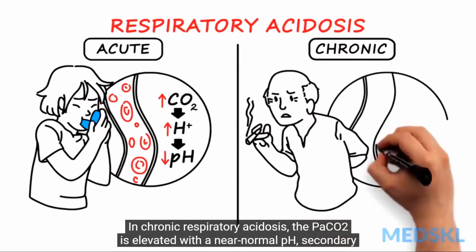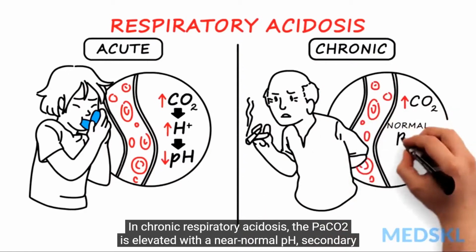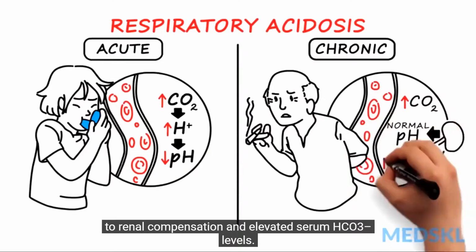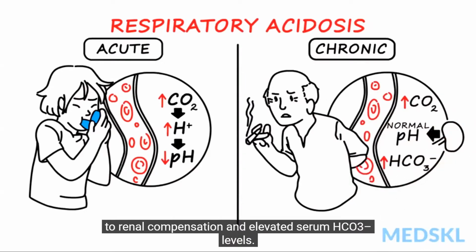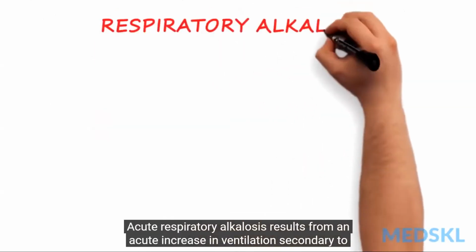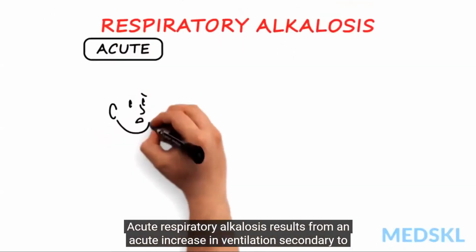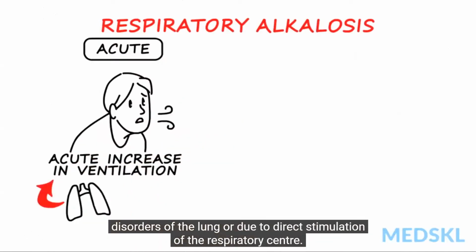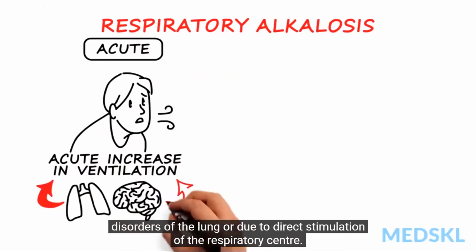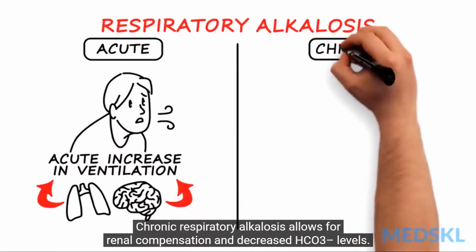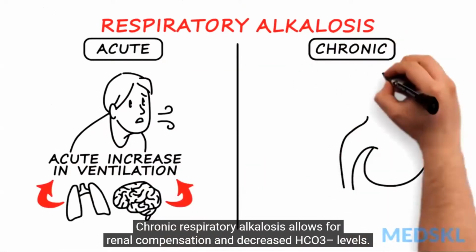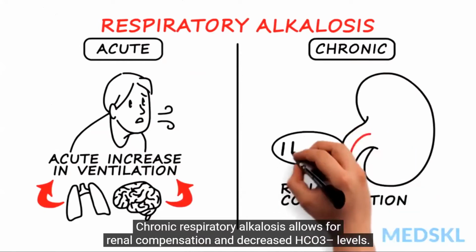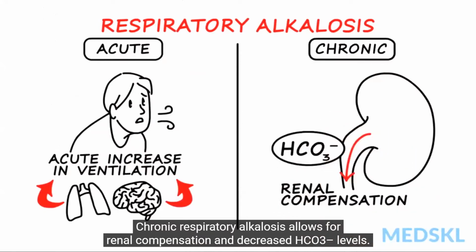Acute respiratory alkalosis results from an acute increase in ventilation, secondary to disorders of the lung, or due to direct stimulation of the respiratory center. Chronic respiratory alkalosis allows for renal compensation and decreased bicarb levels. Metabolism of proteins generates non-volatile acids, which are buffered by both intracellular and extracellular buffers, including bicarbonate.